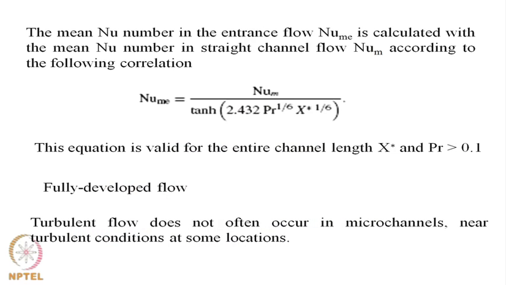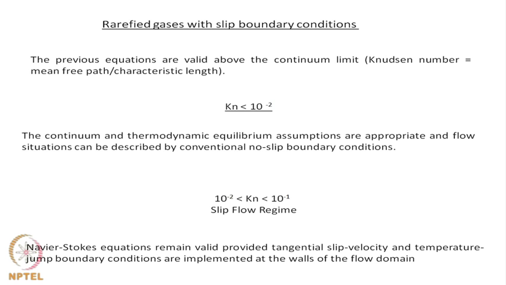So, we have these equations which tell us the Nusselt number. The developing Nusselt number for straight channel flow has certain correlations which are available. Here is the Prandtl number and this is the dimensionless length x star, and the equation is valid for the entire channel length and for Prandtl number greater than 0.1. Since turbulent flow is rarely encountered in microchannels, this kind of situation may not arise, but there are some turbulent conditions at locations especially near the bends and so on.